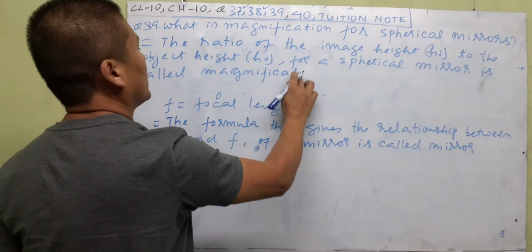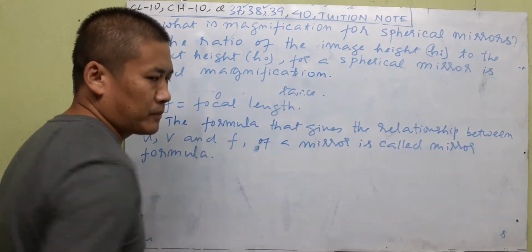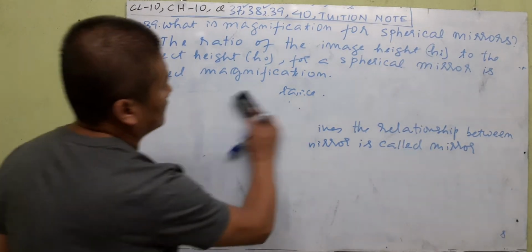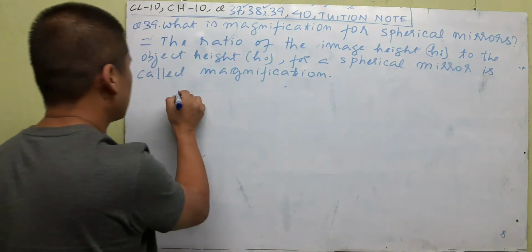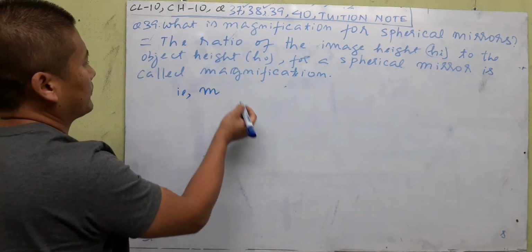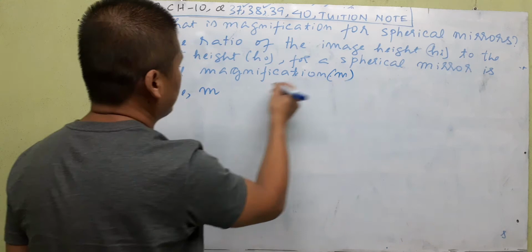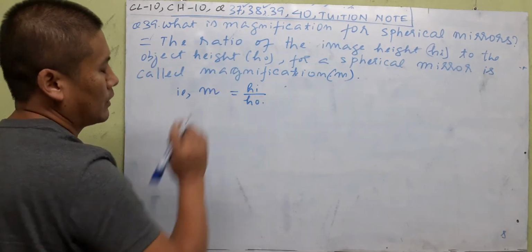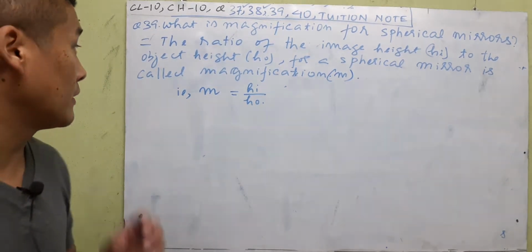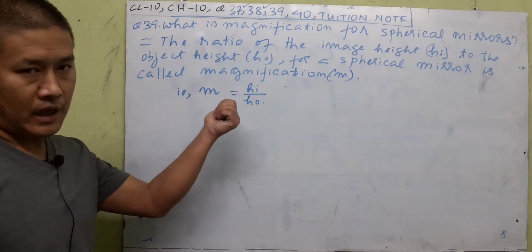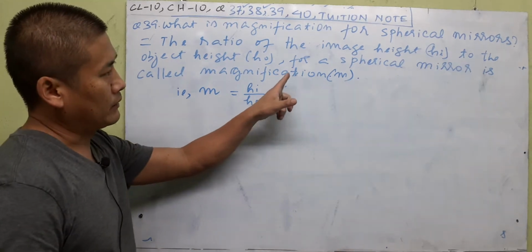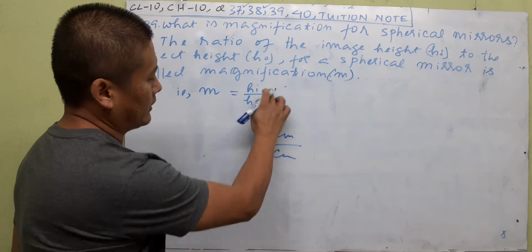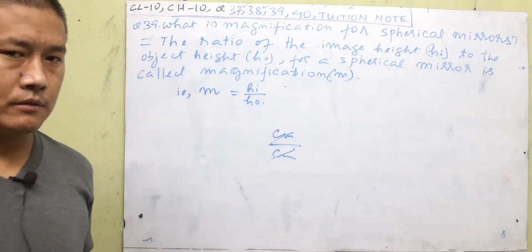Magnification is simply a ratio, meaning division. HI divided by HO. Okay, so your formula will therefore be, you can write here, M equal to size of image by size of object, or height of image by height of object. So this is a ratio. So M will never have a unit because height by height means division of the same type. So it will be centimeter divided by centimeter, so the unit will be cancelled.